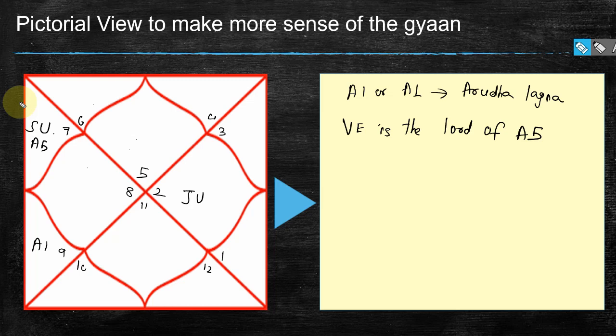So broadly I think this is the fundamental concept of how you typically end up arriving at the Arudha Pada of a particular house. Now that said, let me move to the next slide.